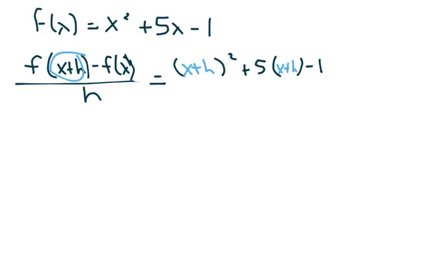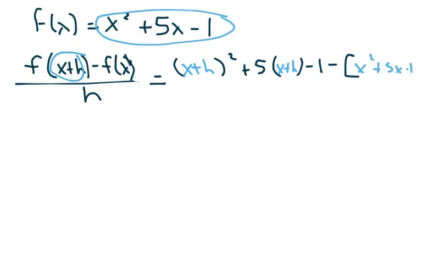And then I'm going to subtract my whole function. So my whole function is here. I'm going to subtract it, and that's going to be x squared plus 5x minus 1 all over h. Clean up the numerator.